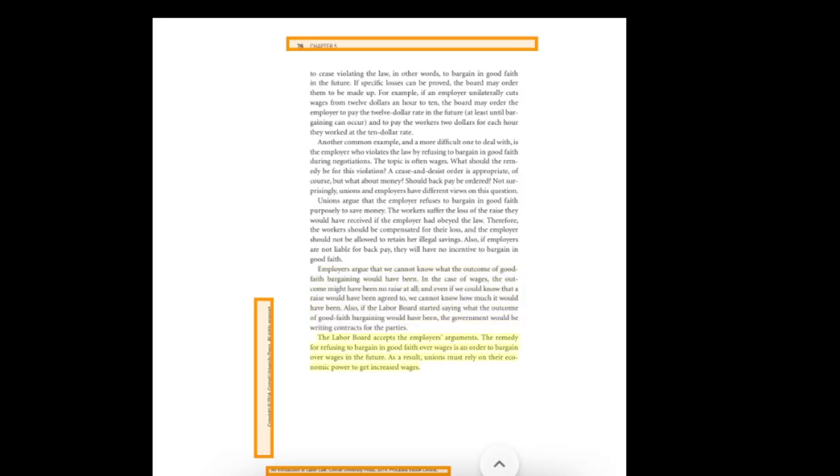The labor board accepts the employer's arguments. The remedy for refusing to bargain in good faith over wages is an order to bargain over wages in the future. As a result, unions must rely on their economic power to get increased wages.